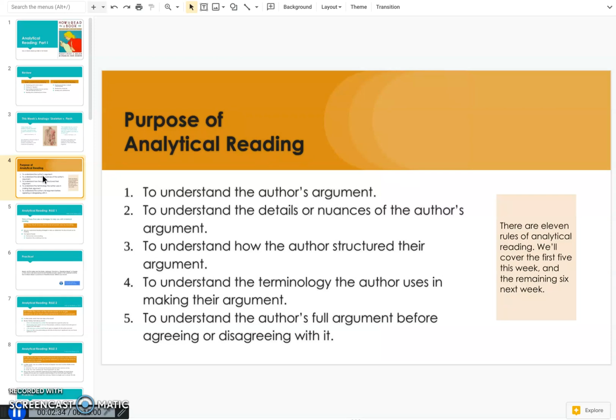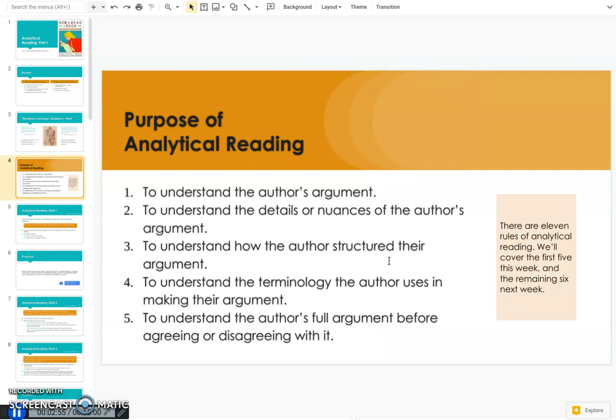Okay, so what is the purpose of analytical reading? I gave you that a little bit earlier, but basically it's all focused around understanding the author's argument. So that's the first. The second purpose is to really understand the details or nuances of the author's argument, and that's a little different from what you were doing with inspectional reading. The third is to understand how the author structured their argument, in more detail.